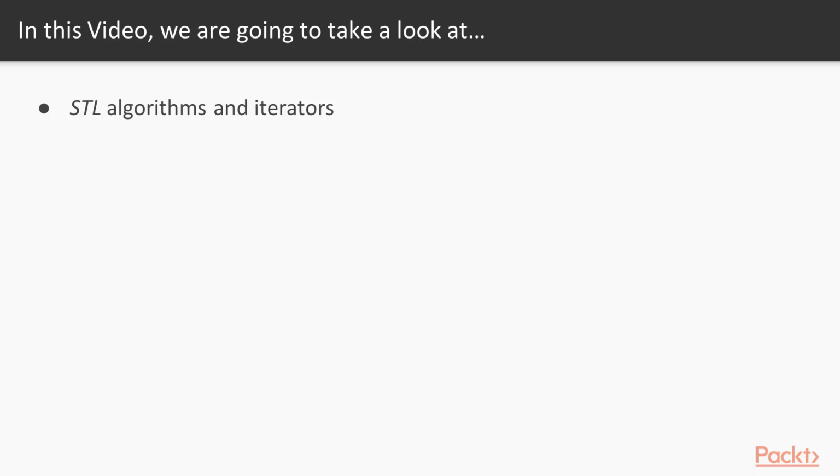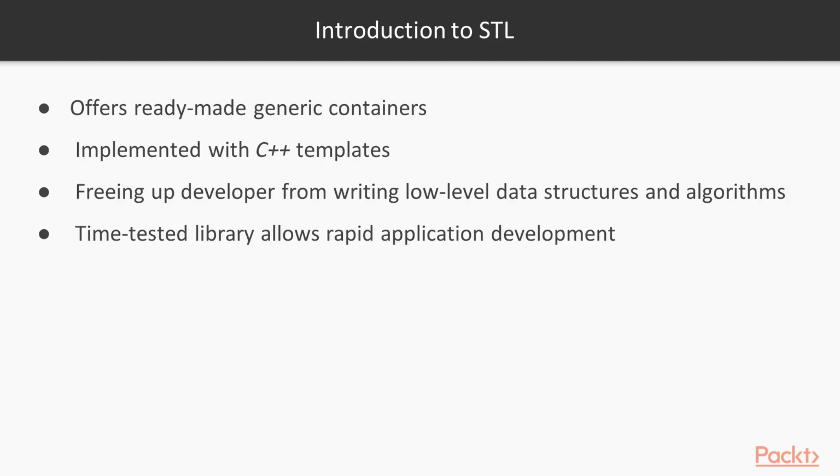In this video, we will learn about STL algorithms and iterators. The C++ Standard Template Library offers ready-made generic containers, algorithms that can be applied to the containers, and iterators to navigate the containers. The STL is implemented with C++ templates, and templates allow generic programming in C++. The STL encourages a C++ developer to focus on the task at hand by freeing up the developer from writing low-level data structures and algorithms. The STL is a time-tested library that allows rapid application development.